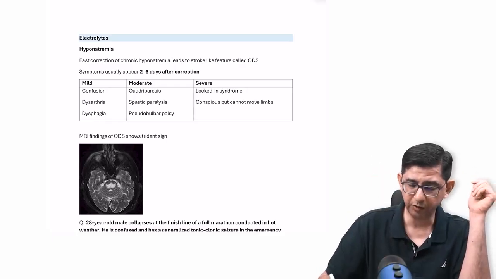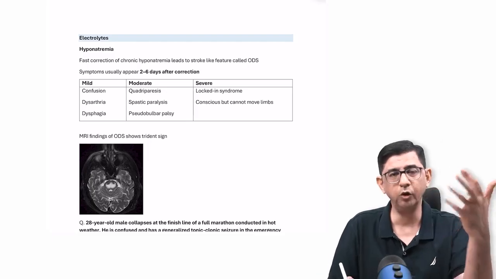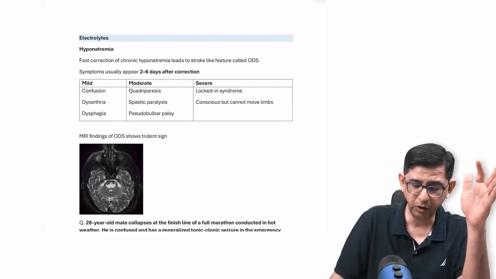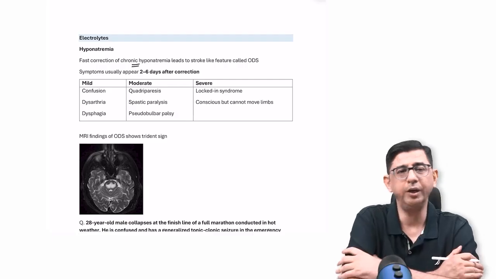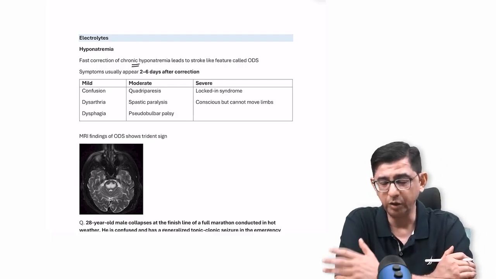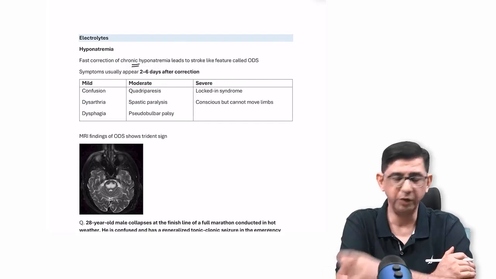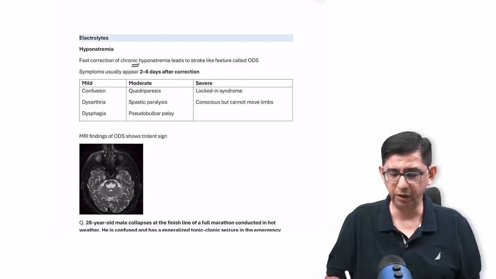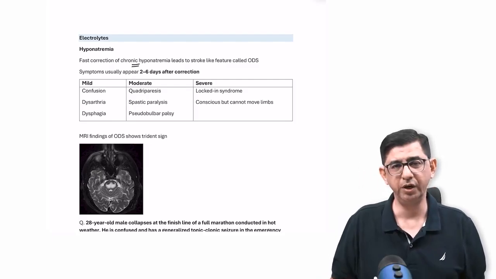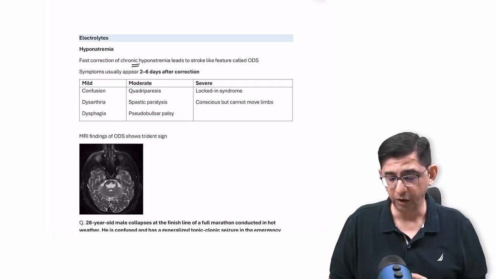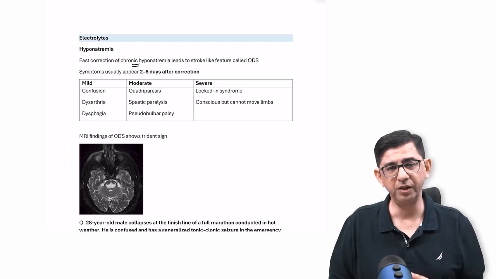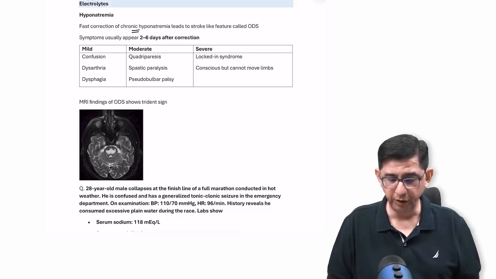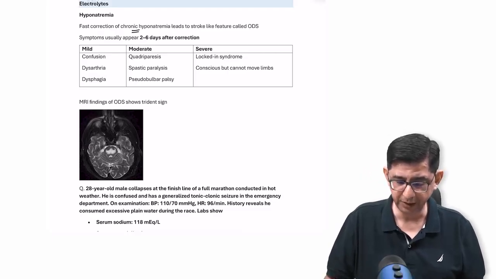So the correction should always be done very, very slowly, over 24, 48, maximum 72 hours. Fast correction of chronic hyponatremia results in osmotic demyelination syndrome. Earlier, the term used here was central pontine myelinosis, but now we say osmotic demyelination, and the symptoms appear after 48 hours with confusion, disorientation, and then frank locked-in syndrome and cranial palsies can develop because the brainstem gets involved predominantly, and the radiological finding is called the trident sign.